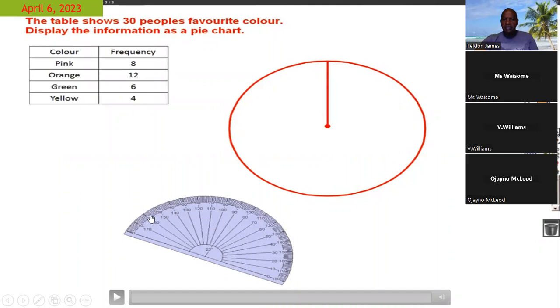So if you're going to 60, you count up to 60, you put a mark on the circumference at that point. You use a ruler and you join the center to that point on the circumference. Everybody get that idea? Let me see your hands if you're all clear on that.